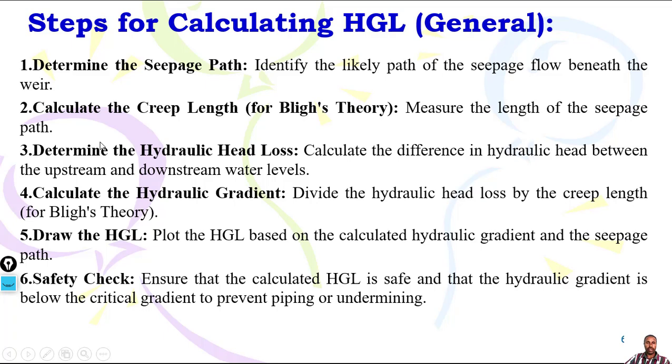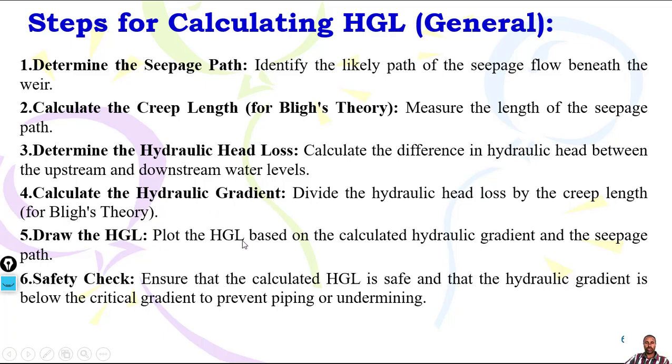That is the total travel length of the seeping water under the floor of the weir. Then determine the hydraulic head loss: calculate the difference in hydraulic head between upstream and downstream water level. Then calculate the hydraulic gradient, which is important. Just divide the hydraulic head loss by the creep length for Bligh's theory. If you divide the head loss by the total creep length of the seeping water under the floor of the weir, you will have the hydraulic gradient.